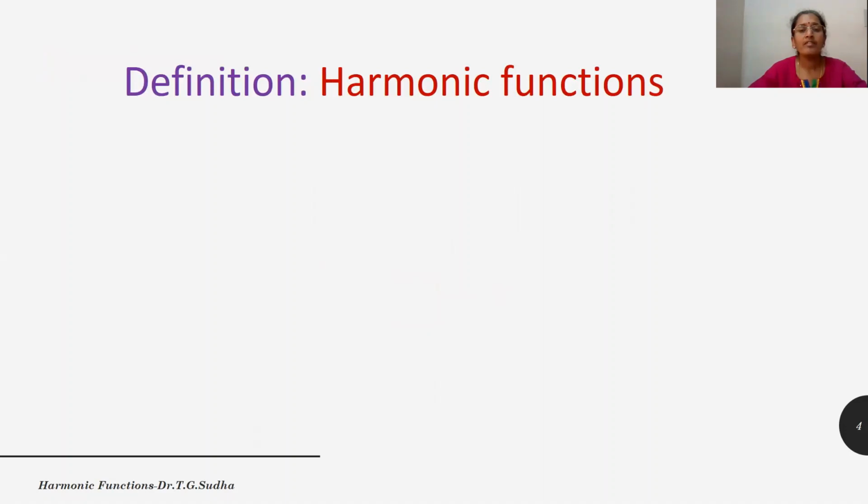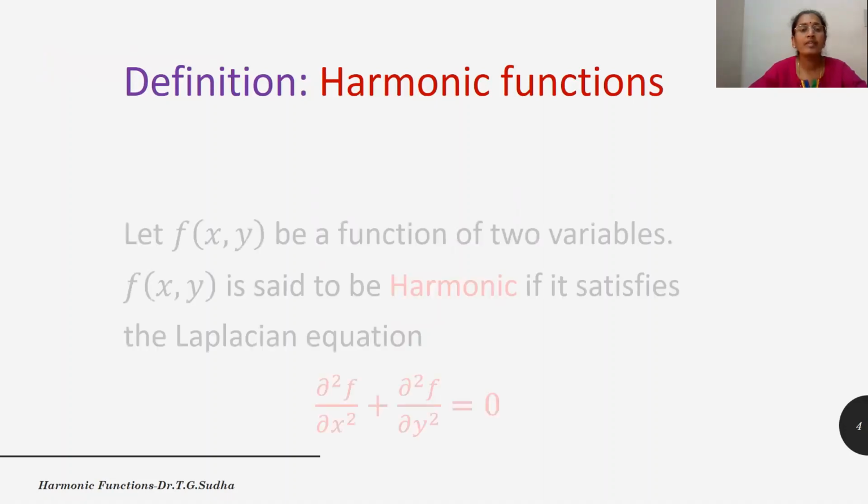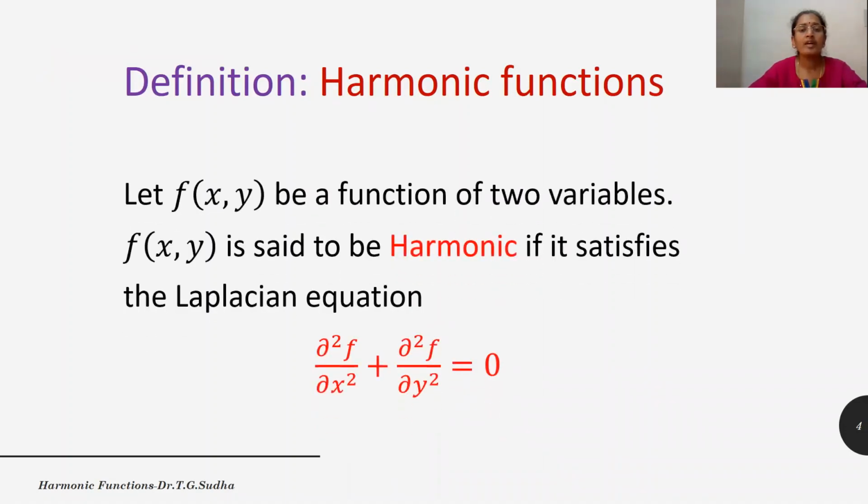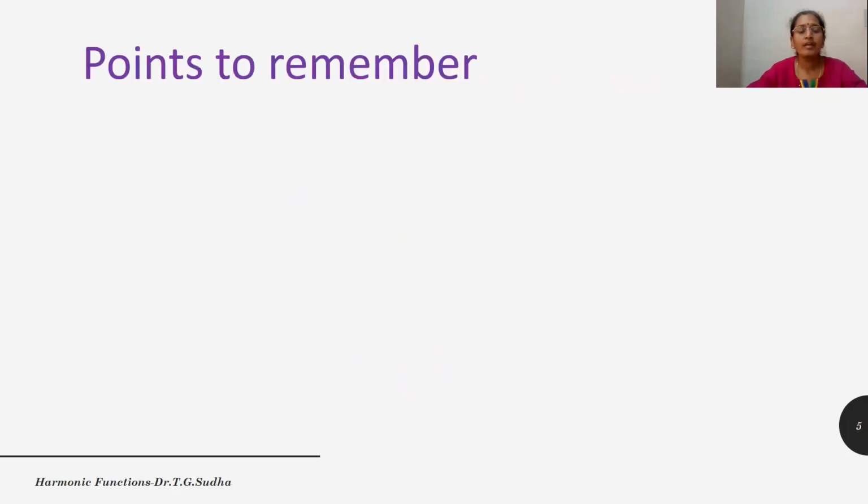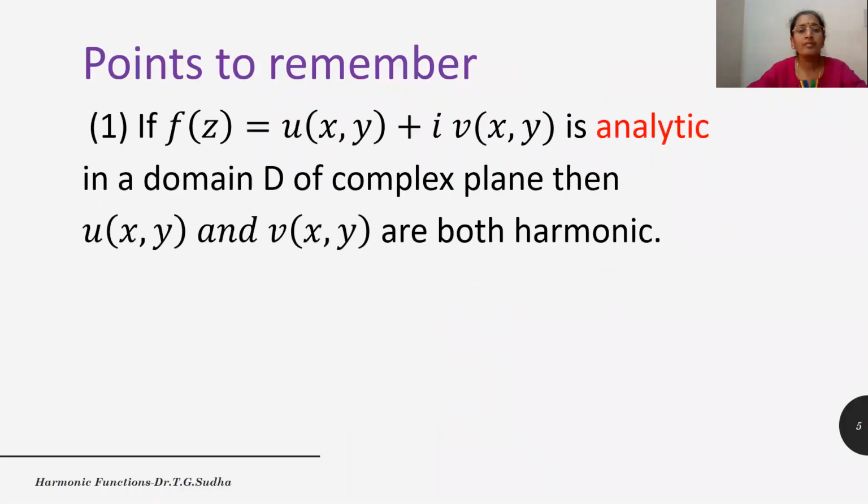Now let us see the definition of harmonic function. Let f(x, y) be a function of two variables. f(x, y) is said to be harmonic if it satisfies the Laplacian equation, that is ∂²f/∂x² + ∂²f/∂y² = 0. Let us look into the points to be remembered.